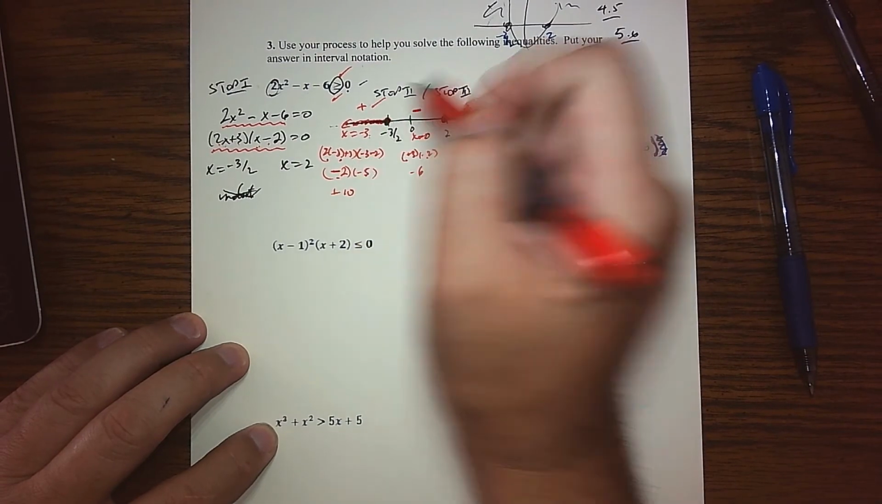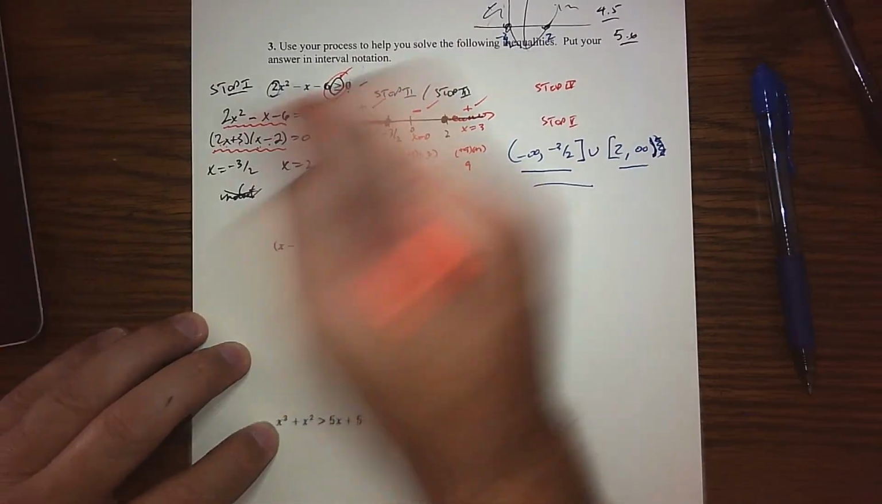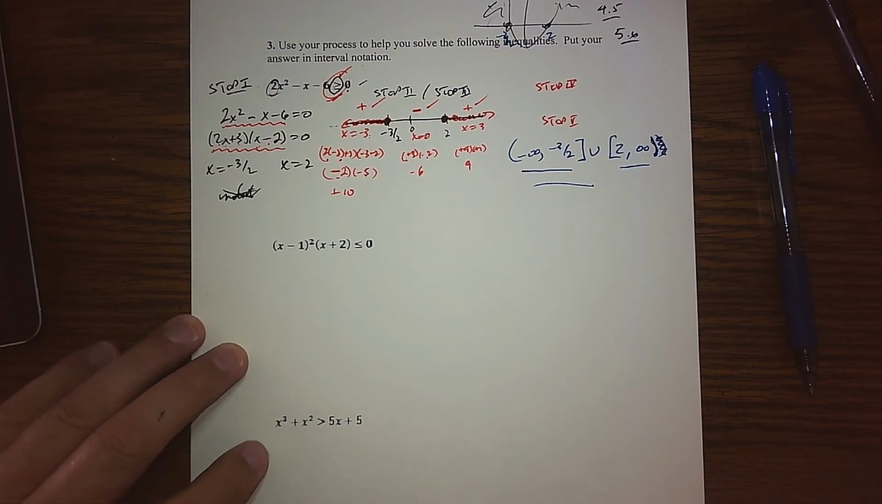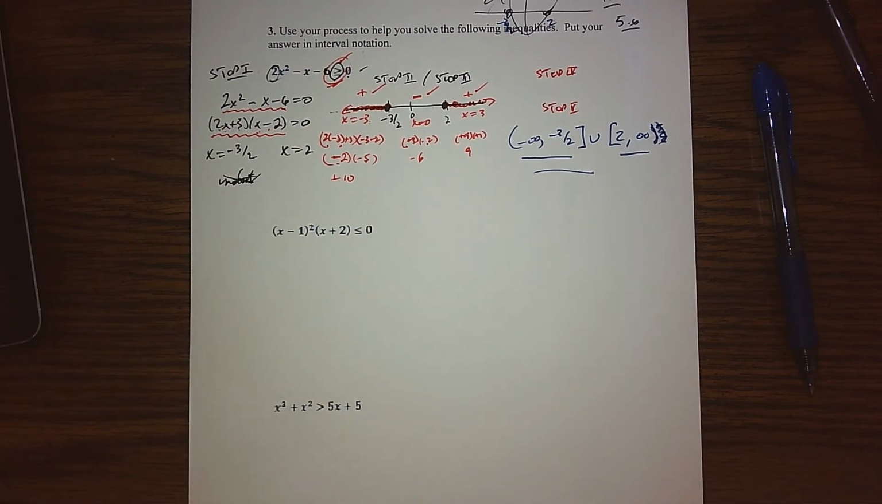So from this part we're positive, from this part we're negative, from this part we're positive, and we're trying to solve that type of inequality. So there's our game plan basically at work. All right, I think I have time for one more. So let's go ahead and we'll do that.